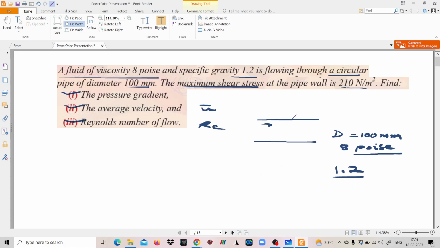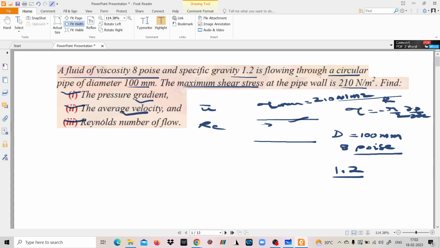The maximum shear stress at the pipe wall, definitely we have just now seen that shear stress tau is equal to minus r by 2 del p by del x, and it is maximum when r is equal to capital R. So shear stress is maximum at the pipe wall, and that maximum value is given, which is 210 Newton per meter square. You have to determine the pressure gradient, the average velocity, and the Reynolds number of flow. Now you do it step by step. Try this problem for some time and then we will look at the solution.